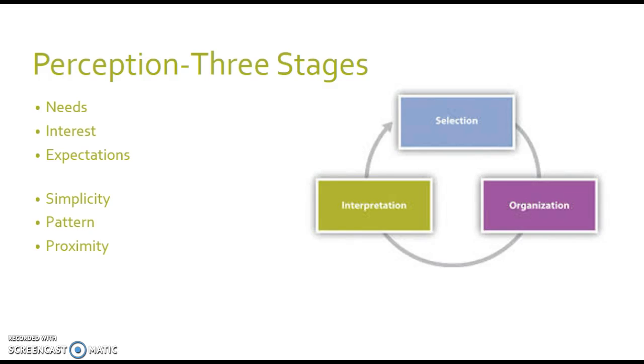So when simplicity comes into play, it's all about how easy it is for you to perceive something. When it comes to pattern, it's about characteristics used to differentiate things. Proximity is the distance in how we perceive. And finally, we have interpretation of stimuli.